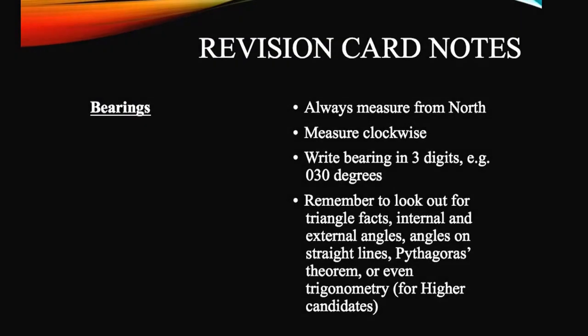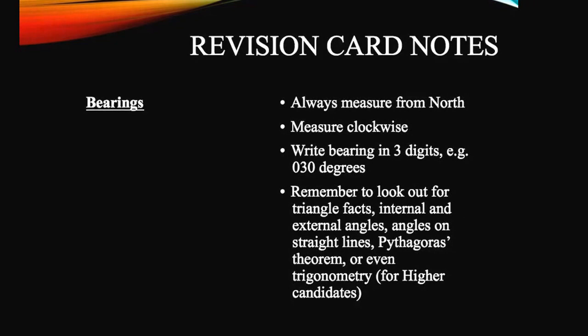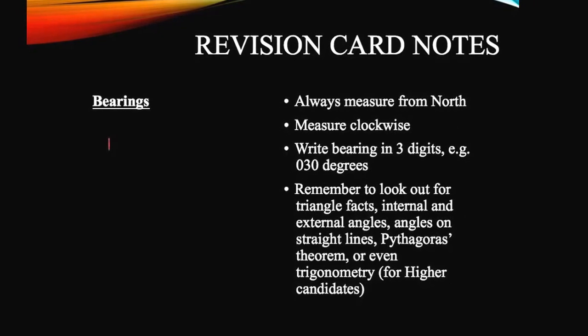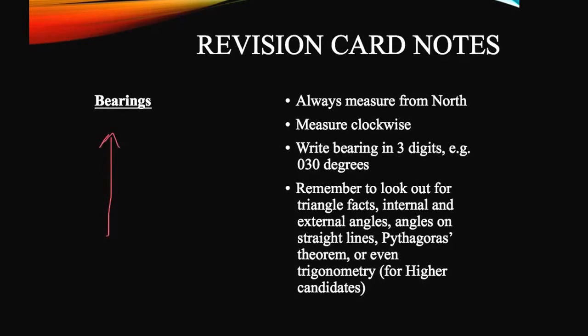That's what I've done so far, and we've got revision card notes at the end. The key things that I would say here are as follows. So measure from north. So you're going to end up with the north line. This point here is when the question says from. So this is where you're going to go from. You're then going to draw another line in to the point that it says to. You're going to measure around clockwise, like this. You're going to work out what the angle is.